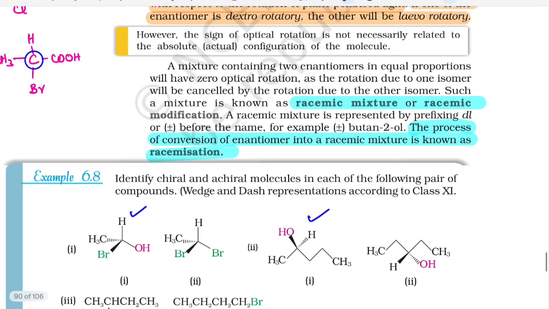Then coming to racemic mixture. So what is racemic mixture is, if both dextrorotatory compound and levorotatory compound are present in equal amount, then it is called as racemic mixture. The process of conversion of enantiomer into racemic mixture is called as racemization.